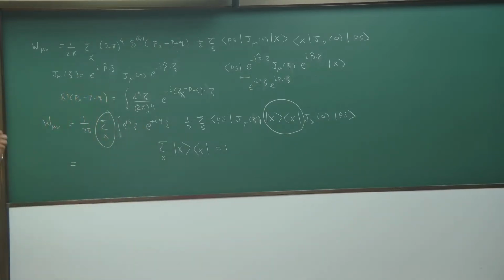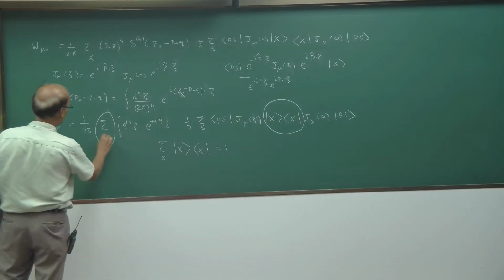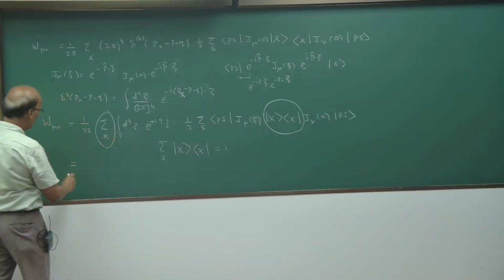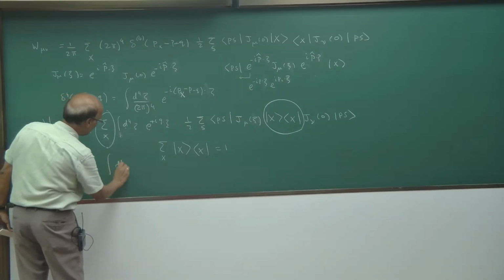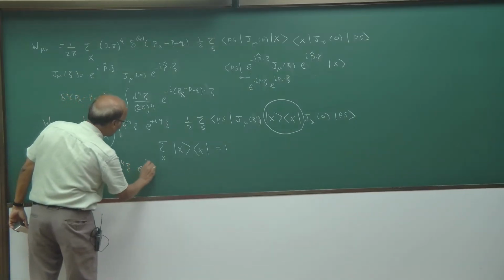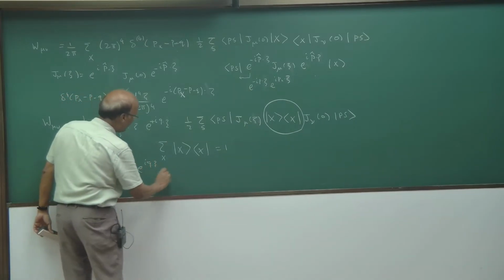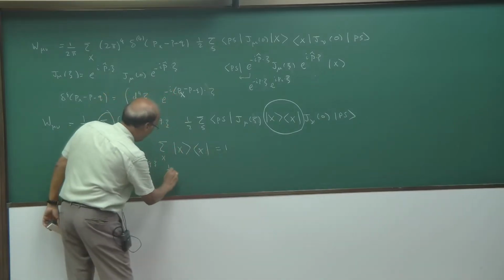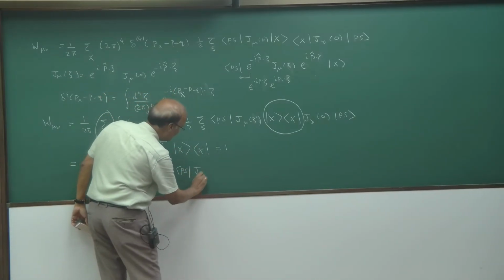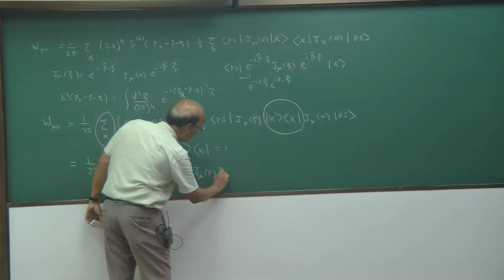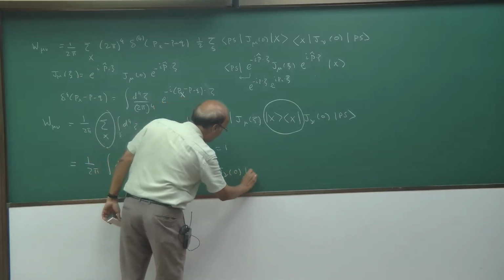Is it okay? So you get 1 over 2 pi, the integral d4 psi e to the power i q dot psi. You get half of the sum over polarizations, j mu of psi, j nu of 0, p, s.